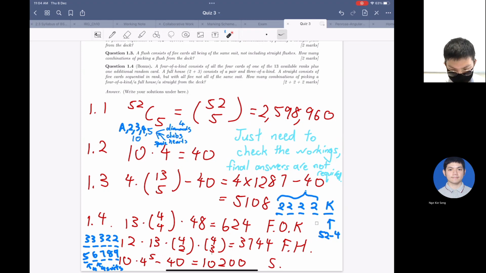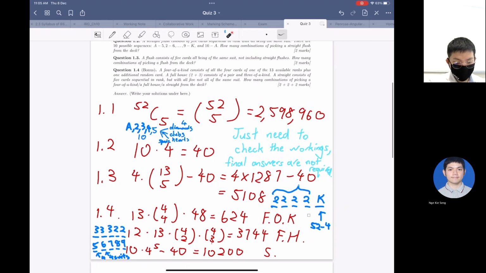Next is the straight. Straight is 5 sequential cards, but not all the same suit. You have 10 possible straights, each card with a different suit choice, so 4 to the power of 5 possibilities. Then you take away the straight flush again, because you don't want all of them to have the same suit. Any question on this part here?